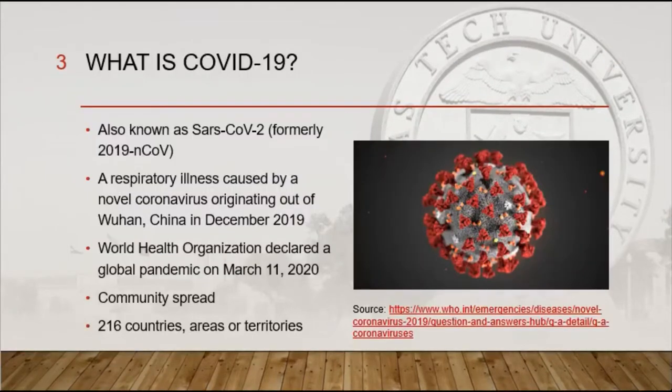COVID-19, also known as Severe Acute Respiratory Syndrome Coronavirus 2, or SARS-CoV-2, formerly known as 2019-nCoV, is a respiratory illness caused by a novel coronavirus originating out of Wuhan, China in December 2019. The World Health Organization declared a global pandemic on March 11th of 2020. There is community spread in many countries, with the total coming to 216 countries, areas, or territories, according to the World Health Organization, as of May 27th, 2020.